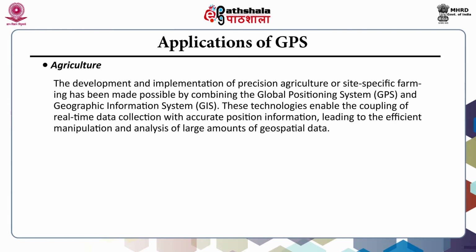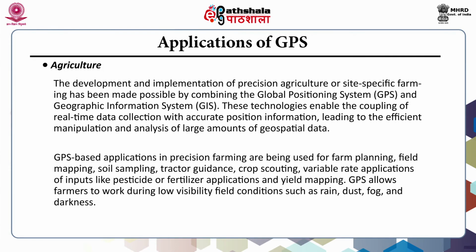These technologies enable the coupling of real-time data collection with accurate position information, leading to the efficient manipulation and analysis of large amounts of geospatial data. GPS-based applications in precision farming are being used for farm planning, field mapping, soil sampling, tractor guidance or crop scouting, variable rate application of inputs like pesticides or fertilizers, and yield mapping. GPS allows farmers to work during low visibility field conditions such as rain, dust, fog, and darkness.